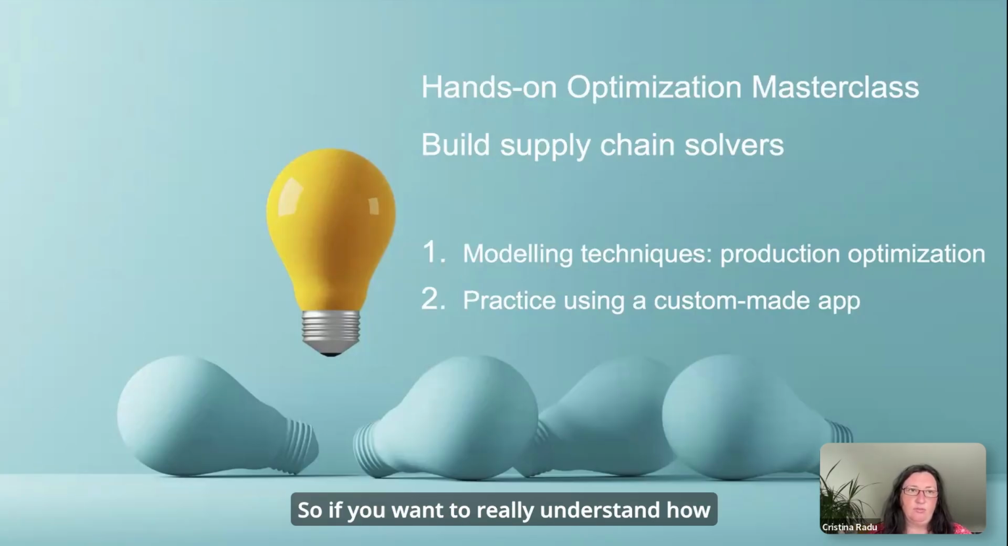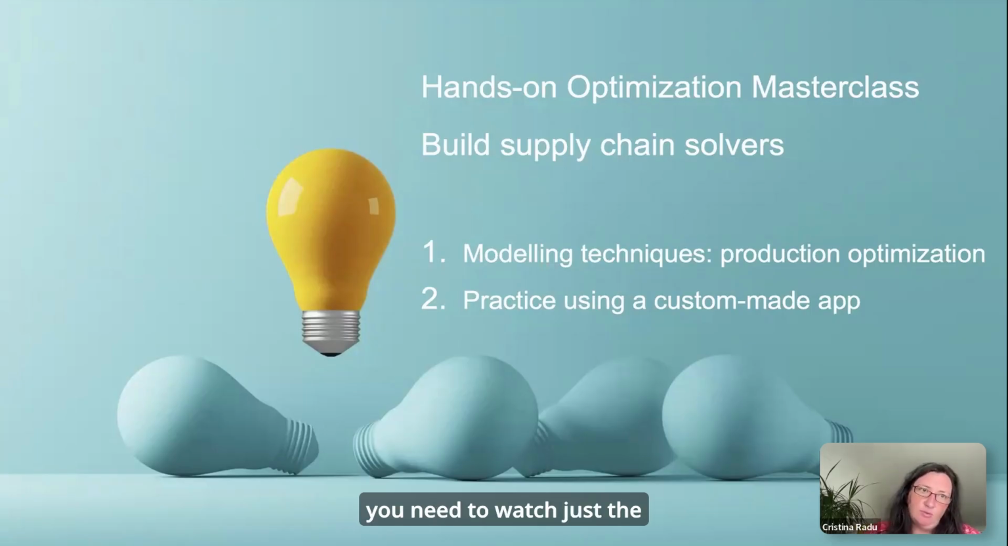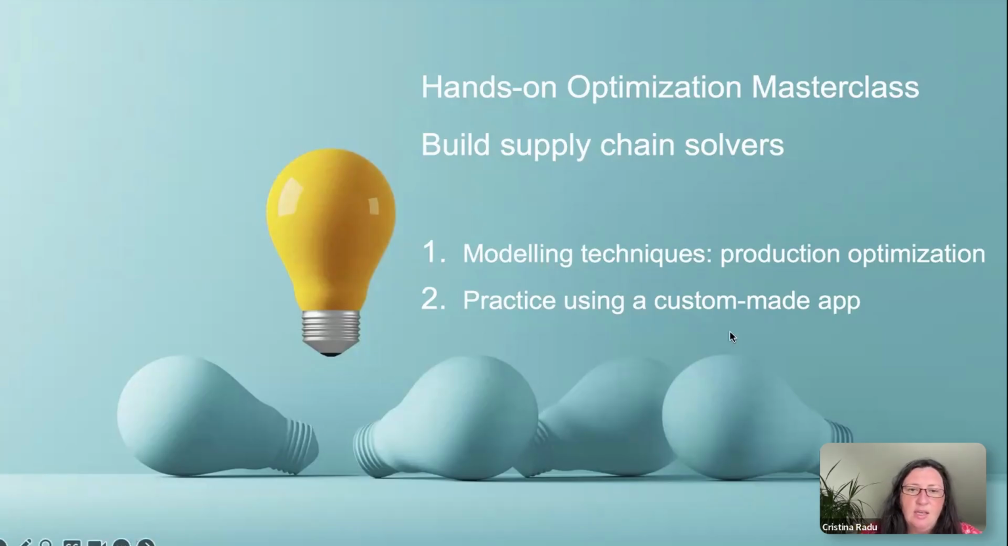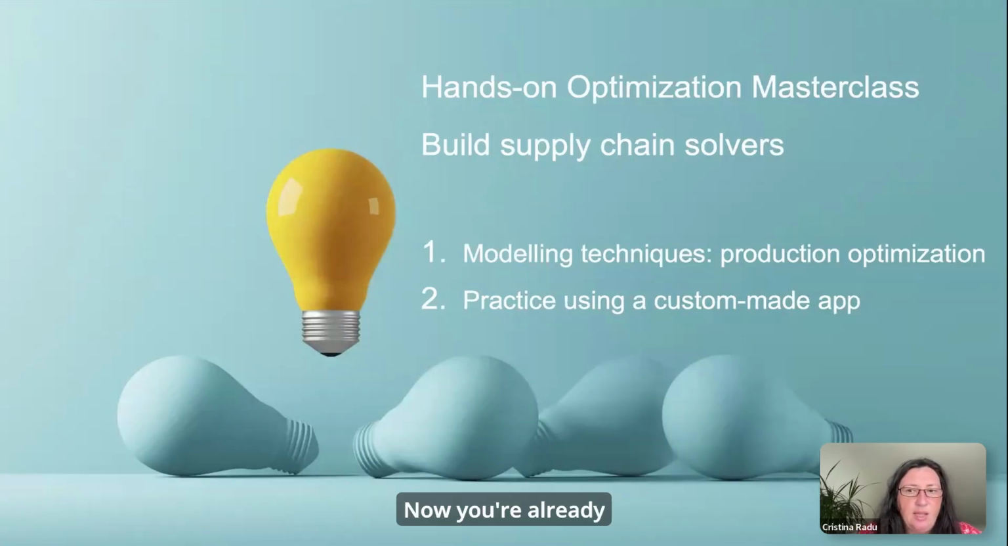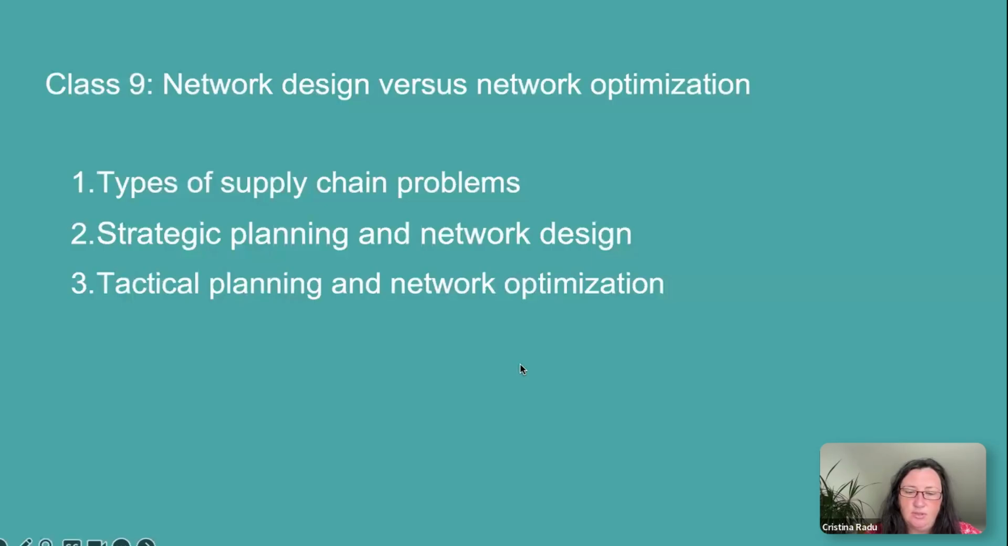So if you want to really understand how network optimization works, you need to watch just the first 4 or 5 episodes of the previous part of the masterclass. And we will also continue using the app made by Felipe Brandao that is here with us. He's from AMPL. Now you already have in the app 4 homeworks, which we talked about in the previous videos. And now we are going to build a different model for network optimization that you are going to use to practice. But as I said, it builds up on the other one. So just make sure you go and follow those videos.